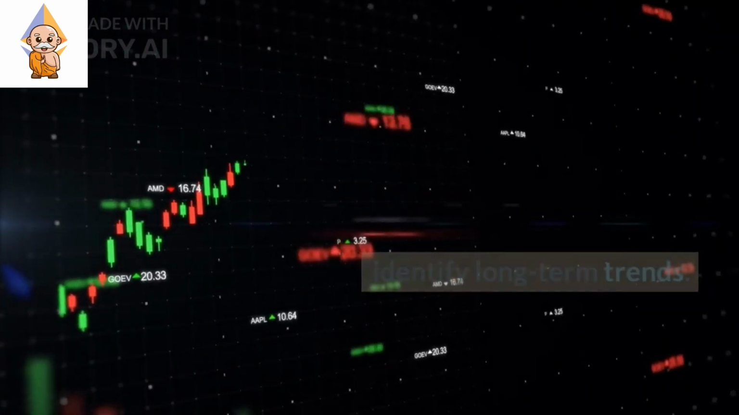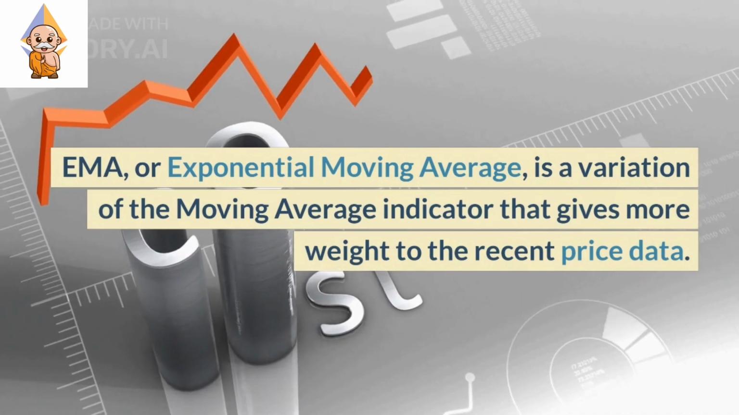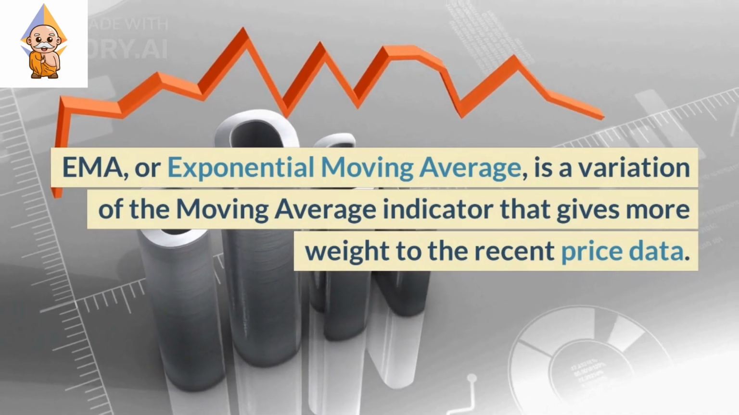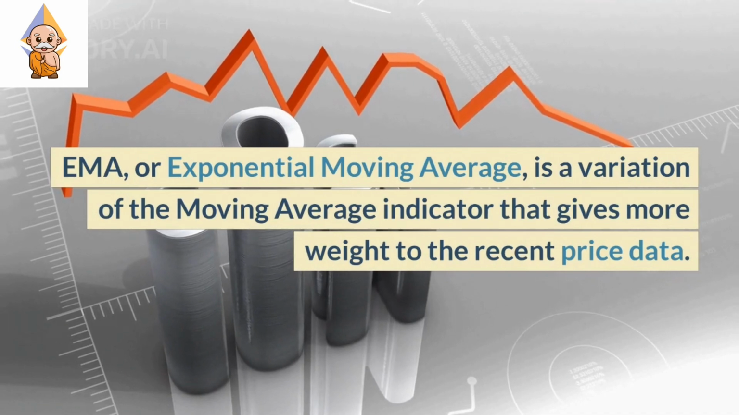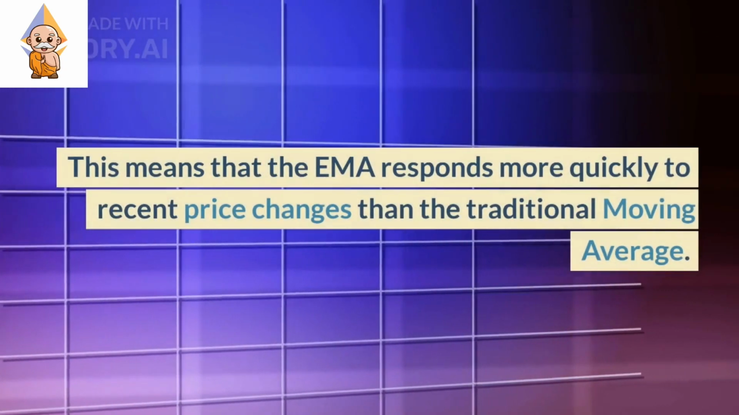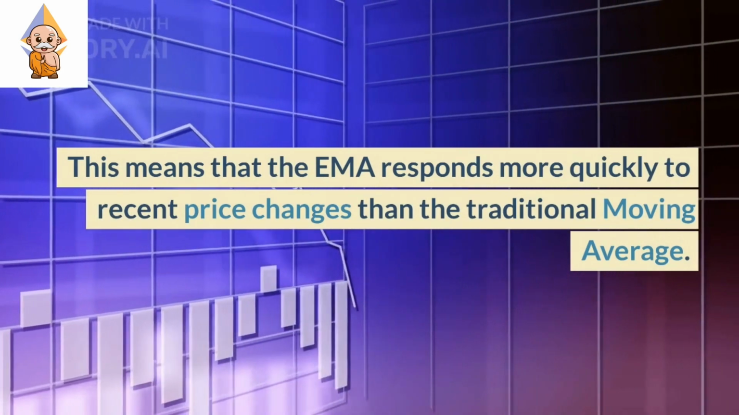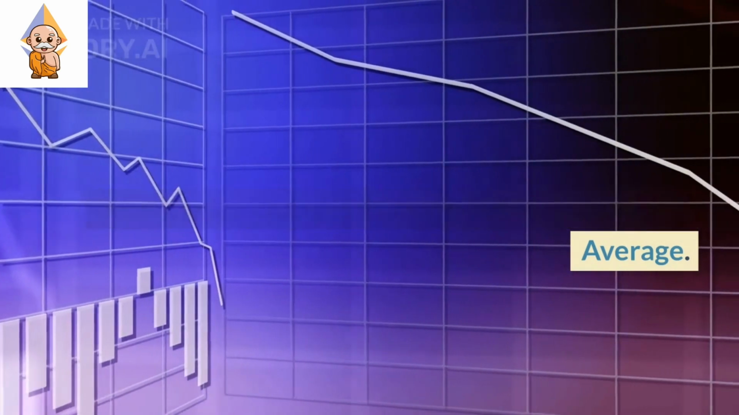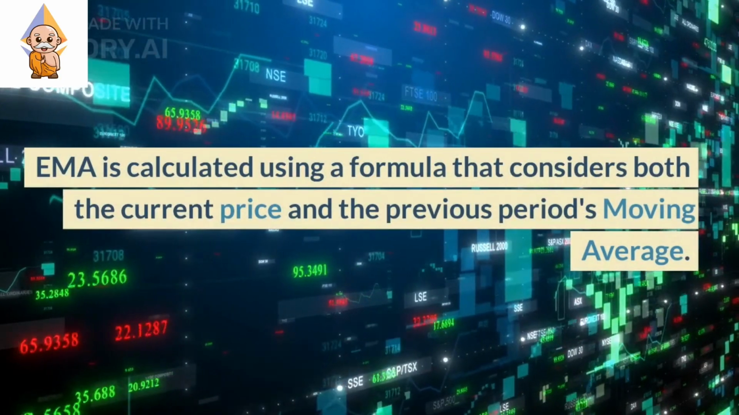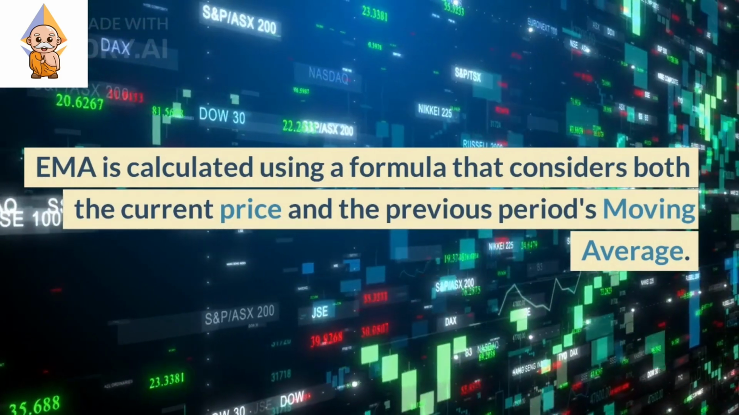EMA, or Exponential Moving Average, is a variation of the moving average indicator that gives more weight to the recent price data. This means that the EMA responds more quickly to recent price changes than the traditional moving average. EMA is calculated using a formula that considers both the current price and the previous period's moving average.